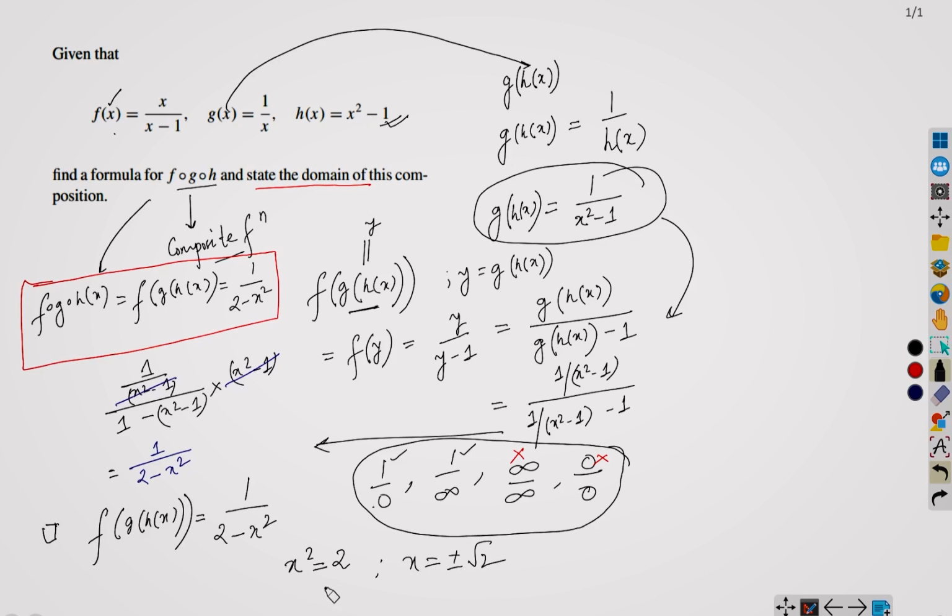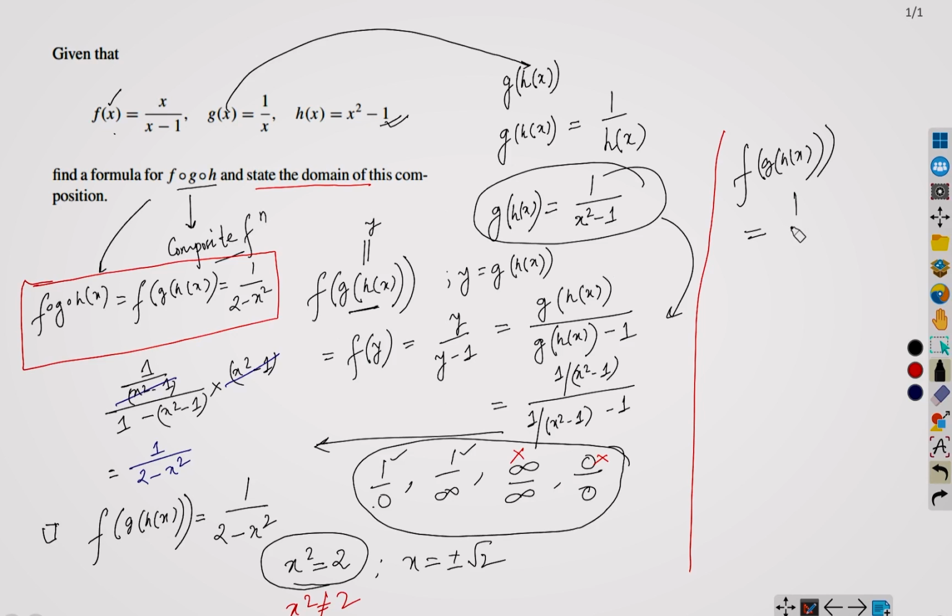Therefore, we have to exclude this value. x square should not be equal to 2, otherwise this function will be undefined. Therefore, the domain of definition of this function, which can be written as 1 by 2 minus x square, is all x excluding x equal to plus minus square root of 2. Or you can say x square is not equal to 2. Why? Because otherwise the function will be in undefined form.